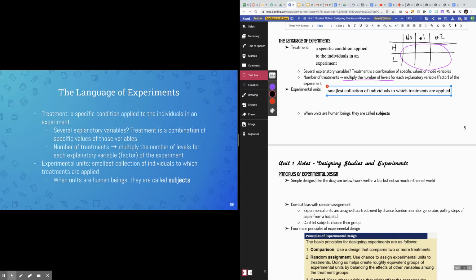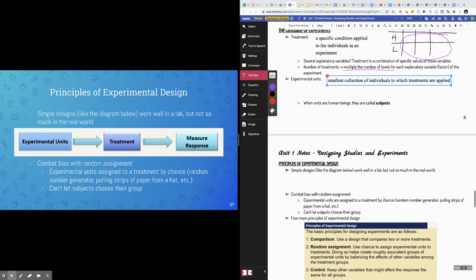Okay, so when you're talking about experimental units, you have to think about, okay, what am I actually applying the treatment to? Am I applying it to an individual person? Am I applying it to a classroom full of people? Am I applying it to one box of some product that was made, right, etc. Okay. All right, so let's talk about the principles of experimental design.